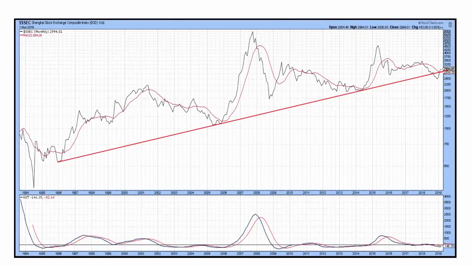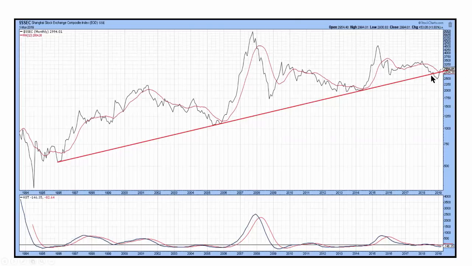This is the Shanghai Composite, and it goes back to 1994 or so. And the index broke below this secular uptrend line last year. And to me, that was a really bearish signal because that's a long-term trend. And when you're going back to 1995, that's a 20-year, 25-year line or so. That's a pretty important trend break.